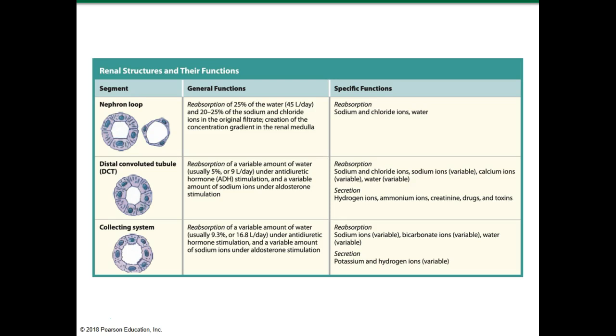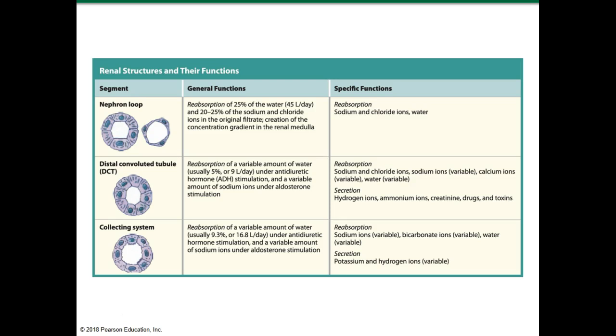As we move to the nephron loop, we have reabsorption of 25% of the water, 20 to 25% of the sodium and chloride. So again, that's being taken back out of the tubes. So we're creating a concentration gradient now in the renal medulla, because that's where we are at this point with the nephron loop. And we have reabsorption of sodium and chloride ions and water.